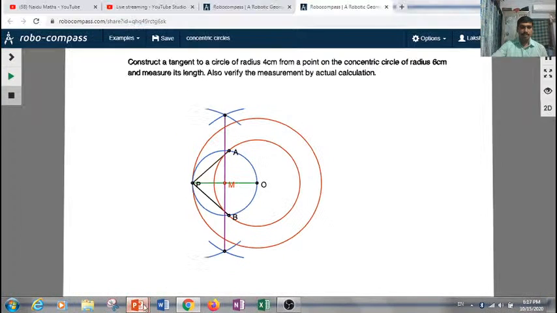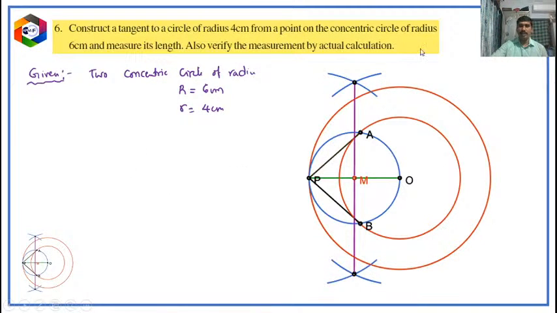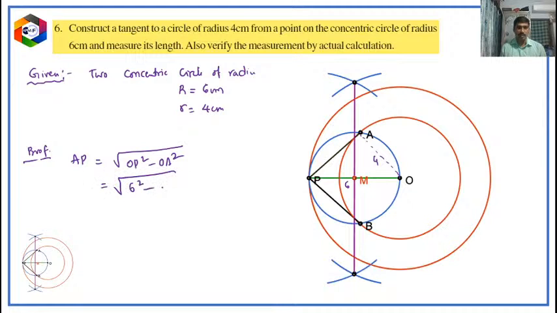Now let us move to this one. Here also it is asked to verify the result. That means we have to calculate the tangent length. The distance OP is 6, and the radius OA is 4. Now AP is equal to square root of OP square minus OA square, which is the square root of 6 square minus 4 square. 6 square is 36 minus 4 square is 16, which will be 20.